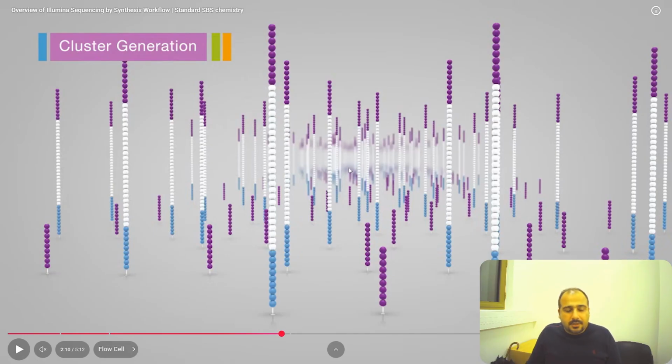If you pay close attention to these PCRs, one step has just been completed. During the cluster generation phase, something happened. It retained one type of primer and washed away the other type.